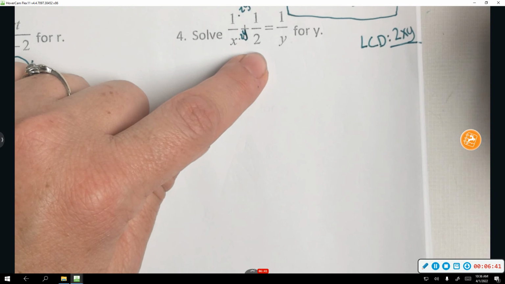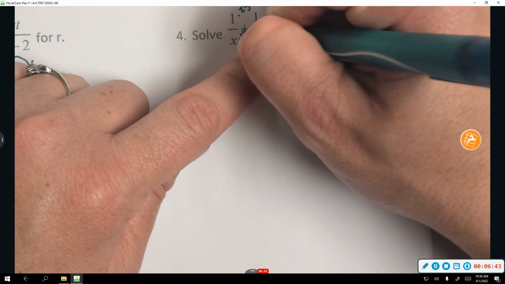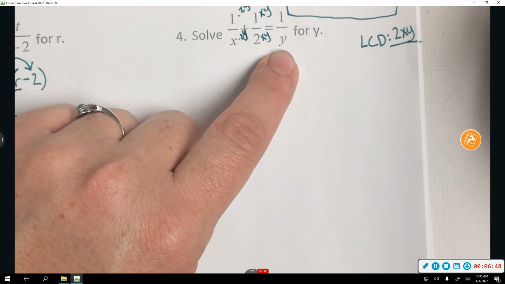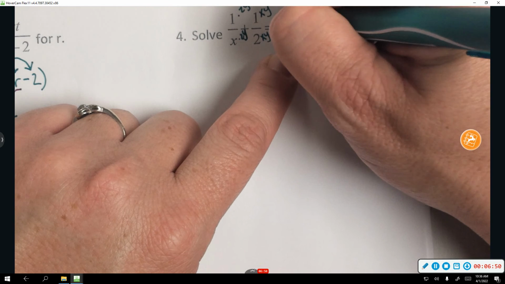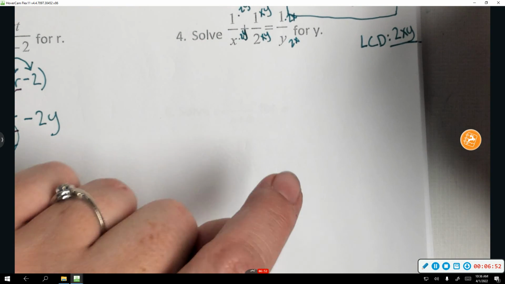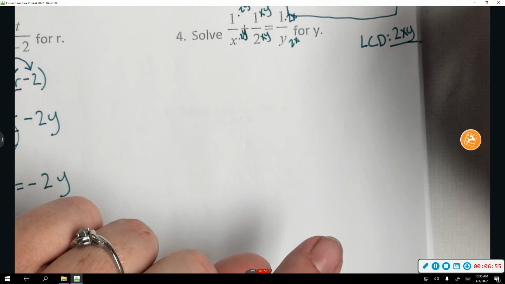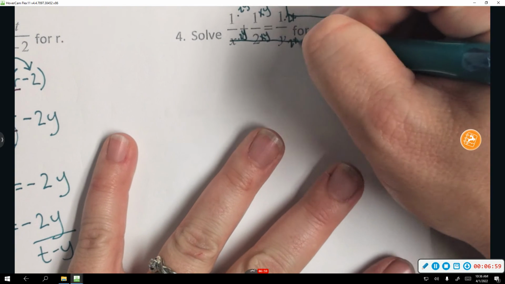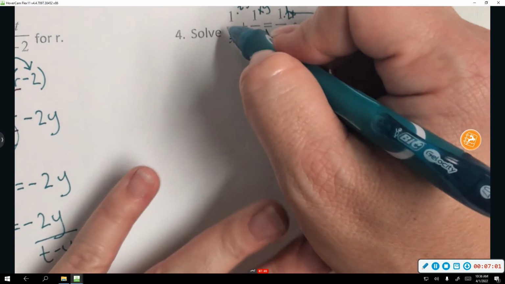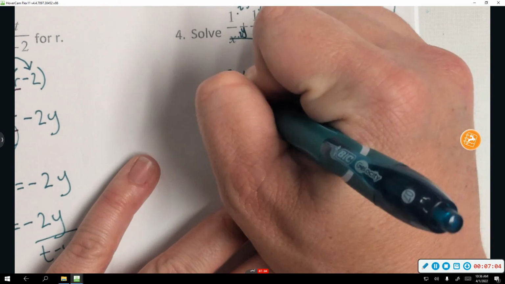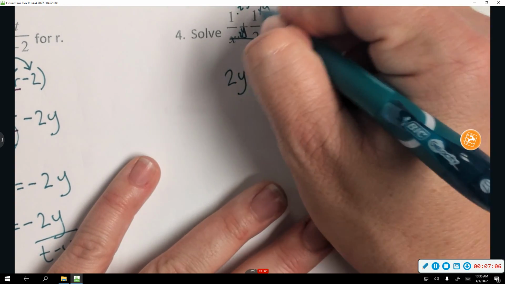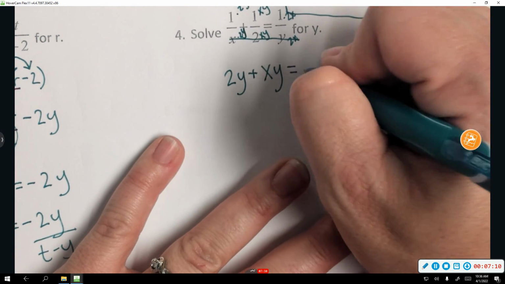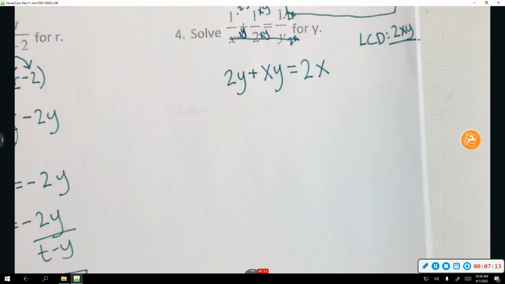This one has the 2, so what is it missing? xy. So xy, xy. This one has the y, so what is it missing? 2x, 2x. Now are all of the denominators 2xy? So then I can cancel them. And I'm left with 1 times 2y, which is just 2y, plus 1 times xy, which is just xy, equals 1 times 2x, which is just 2x.